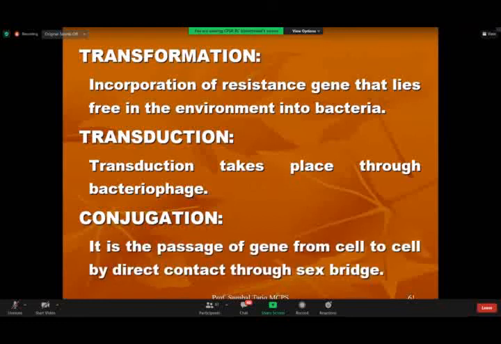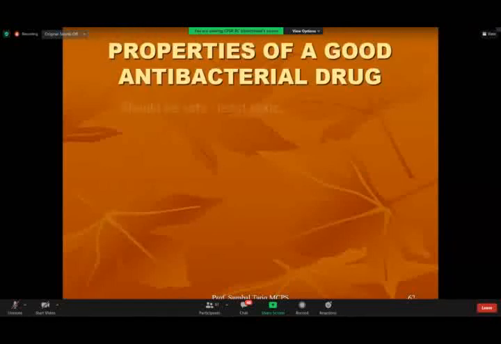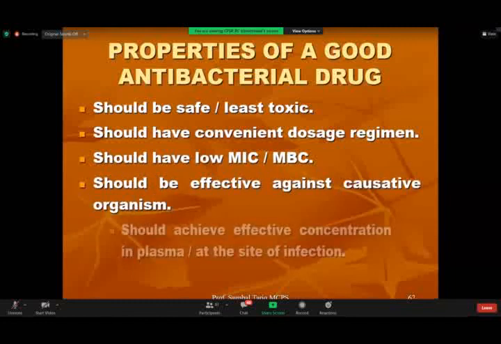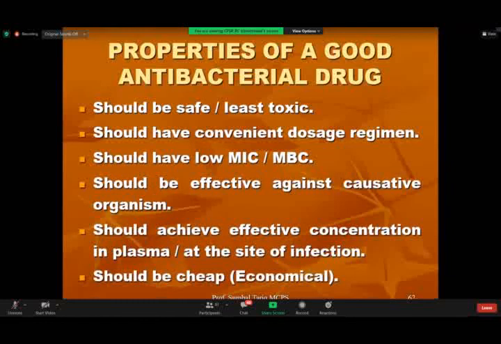Transformation means incorporation of resistance gene that lie free in the environment into the bacteria. Transduction means transduction takes place through the bacteriophage, and conjugation is passage of gene from cell to cell by direct contact with the sex bridge. So all three of these can cause a different production of daughter bacteria, which will have no effect, and therefore will be resistant bacteria. And even if you give them the best antibacterial possible, they'll have no effect on the infection, and the infection can lead to lethal effects.